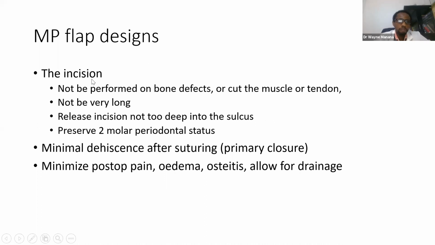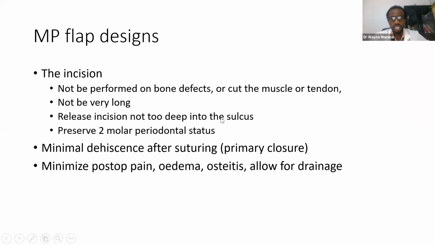What is important, the principles are that the incision should not be performed on bone defects or cut the muscle or tendon. So remember, the temporalis muscle attaches to the coronoid process with an extension to the anterior border of the ramus. So when we do most of the flaps, especially if we cut distal to the tooth, you see some of these muscle fibers. But we should not cut the muscle, and the flap should not be too long. You should just get enough exposure to be able to perform the procedure.